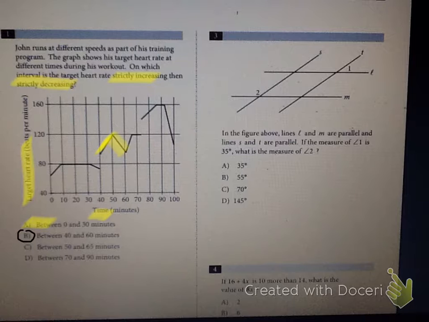Okay, in the figure above, lines L and M are parallel and lines S and T are parallel. If measure of angle 1 is 35, so always put it on your picture, you get a visual. What's the measure of angle 2? Now, you may or may not remember with parallel lines in a transversal, you get all these congruent angles, and they're congruent and they're supplementary. So these two add up to 180.